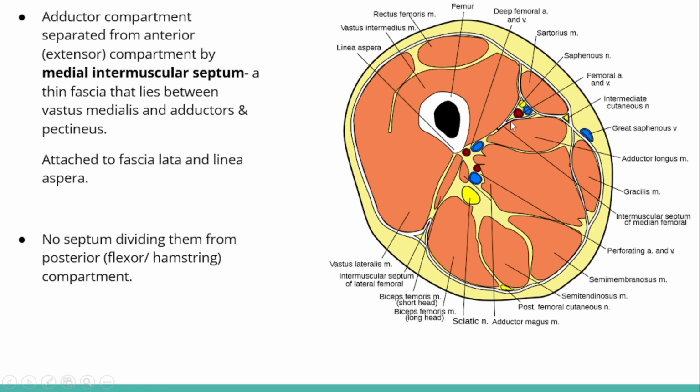This septum is somewhat thin and weaker than the lateral septum. It is located between the vastus medialis and the adductors and the pectineus muscle. You can see there is no clear division or septum dividing the posterior compartment from the adductor or medial compartment. So only two septa divide the compartments of the thigh: the medial intermuscular septum and the lateral intermuscular septum.